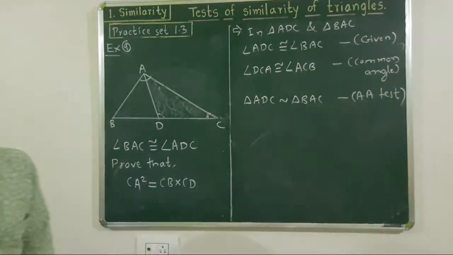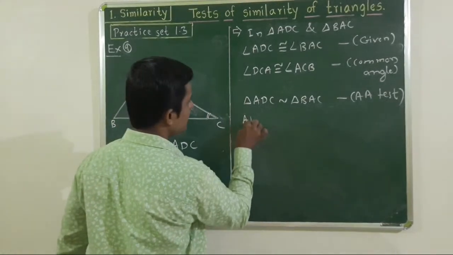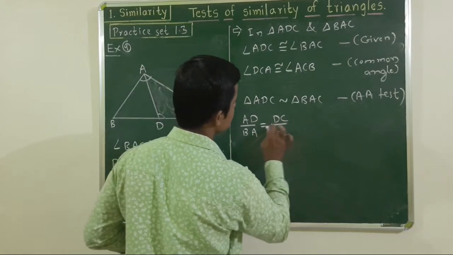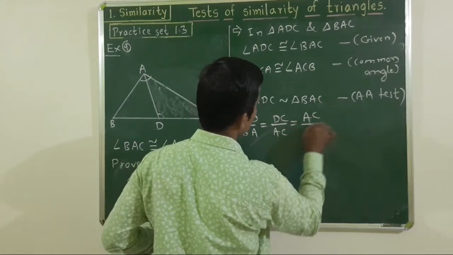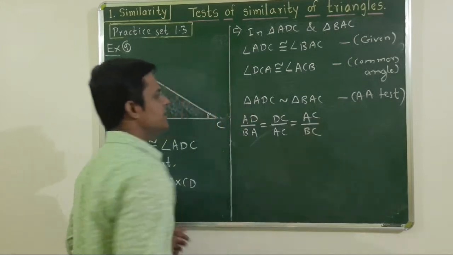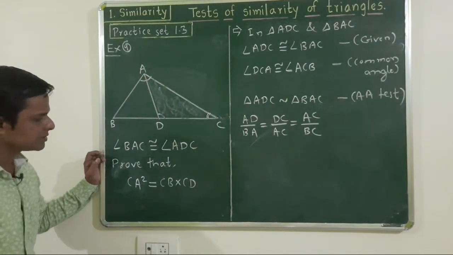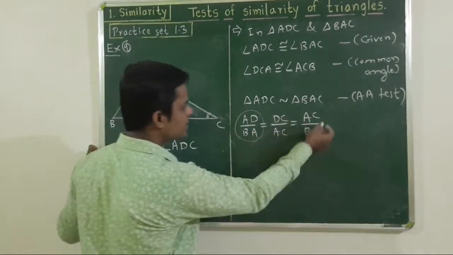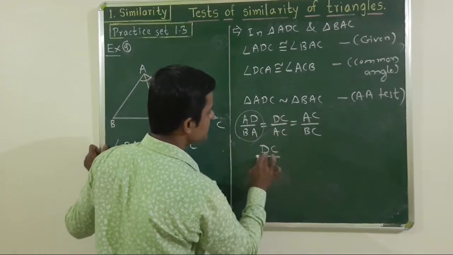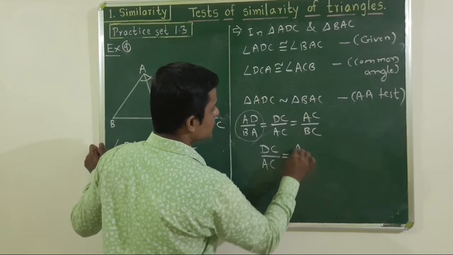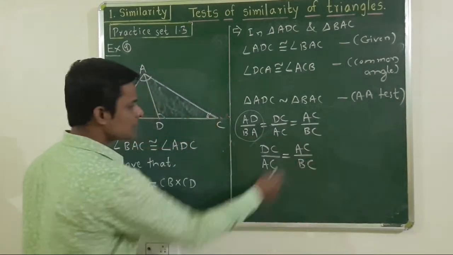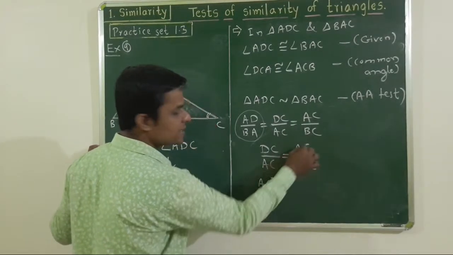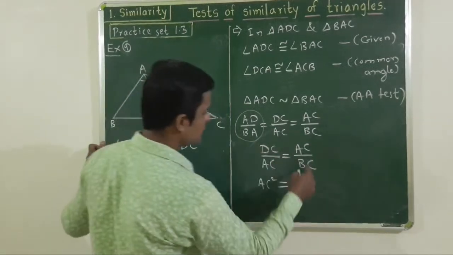Hence the corresponding sides are in proportion, that is AD upon BA is equal to DC upon AC is equal to AC upon BC. Out of these three ratios, we will exclude the one that we don't want, since nothing about AD and BA is given. Therefore, we will not use this one. Writing the other two ratios again: DC upon AC is equal to AC upon BC. By cross multiplication, we get AC into AC, that is AC square, is equal to DC into BC.